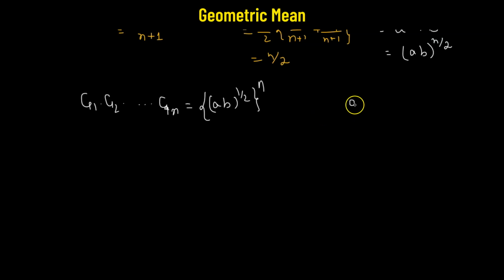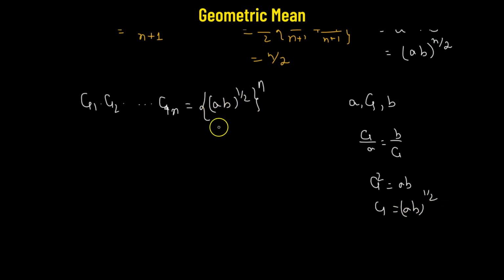Let us introduce a single geometric mean g between the numbers a and b. So g over a must be equal to b over g, which means g squared will be equal to ab, or g is equal to ab raised to the power of half. That means in place of (ab) raised to the power of half, we can replace this with a single g. So we have g raised to the power of n. So this is what the proof meant.